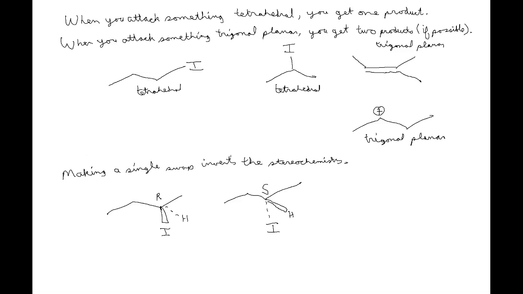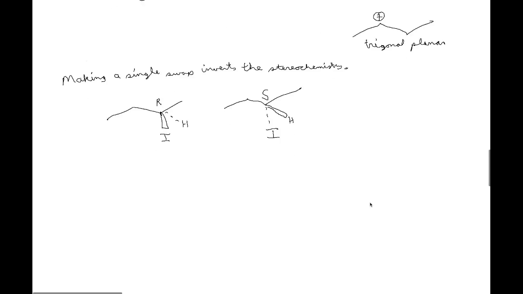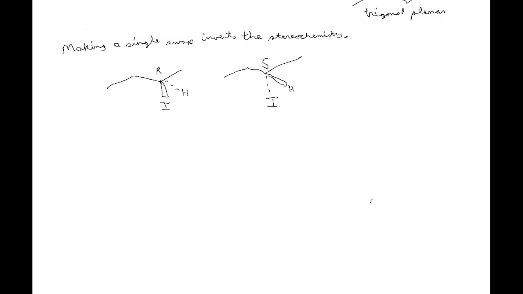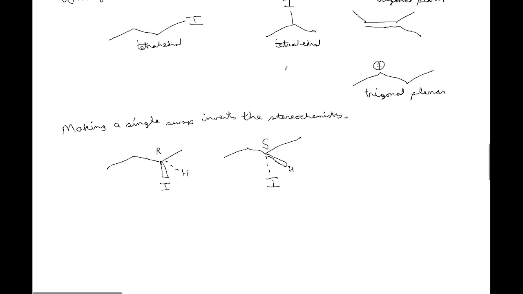So the single swap rule makes it easy to see how to get the opposite stereochemistry. You just make a single swap. So, for example, it's usually easiest to swap the things that are on the wedges and the dashes. So here we had that single swap. You don't have to swap the things on the wedges and the dashes, but that's usually the easiest thing to do.